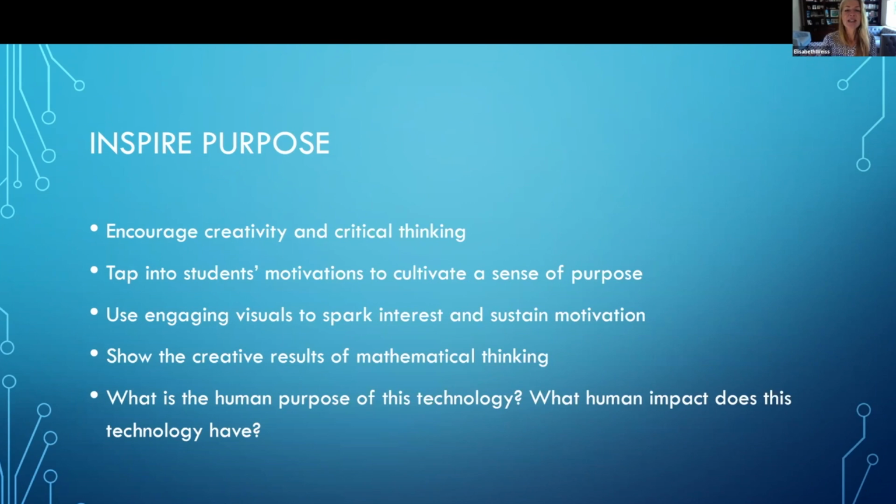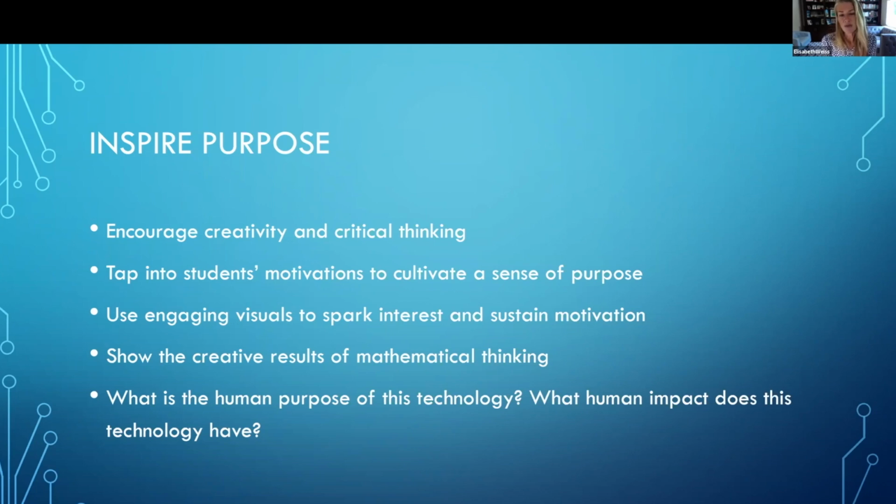All right, inspire purpose. One of the ways that you inspire purpose is to try to tap in. Now, I focus this on students, but they're just learners in general. Tap into students' motivations to cultivate a sense of purpose. What is motivating people? Are they trying to help others? Are they trying to create something new?